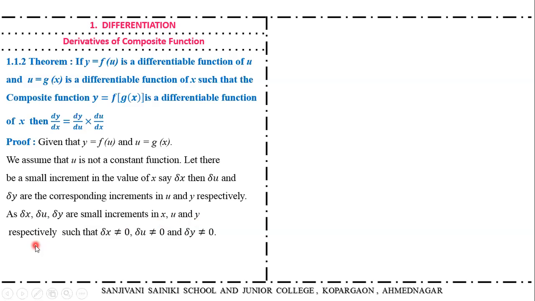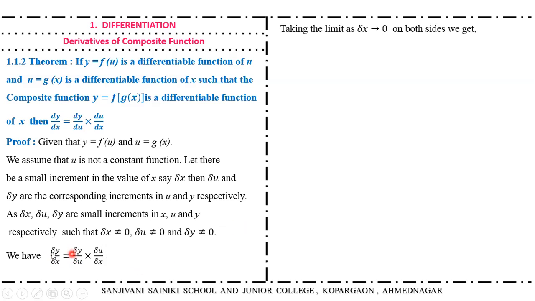Respectively, such that delta x is not equal to 0, delta u is not equal to 0, and delta y is not equal to 0. Then we consider the incremental ratio delta y by delta x, which can be written as delta y by delta u into delta u by delta x, so that they can cancel and we get the same incremental ratio. Now, taking the limit as delta x tends to 0 on both sides.